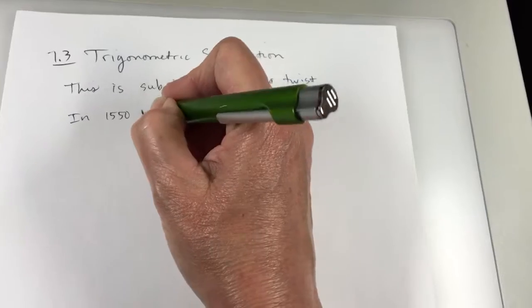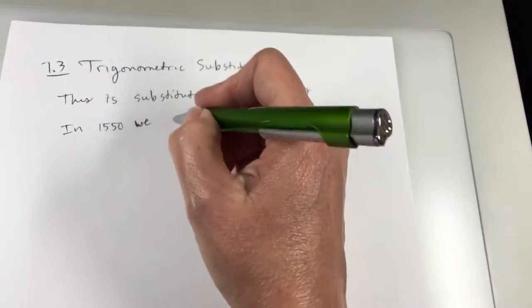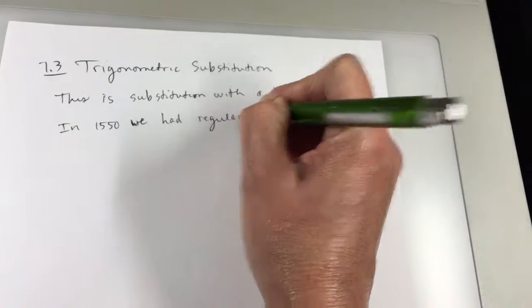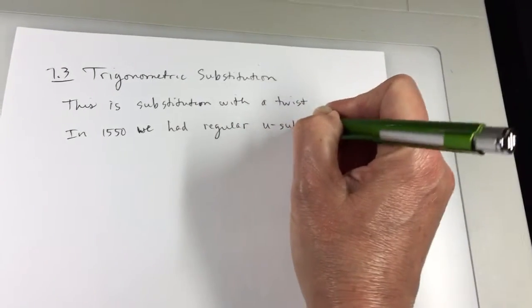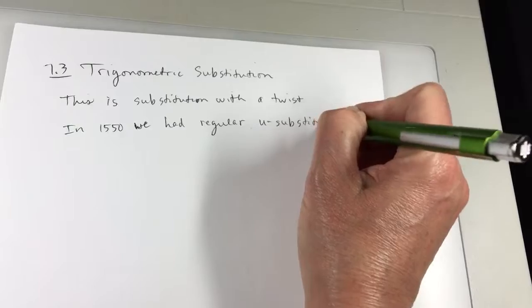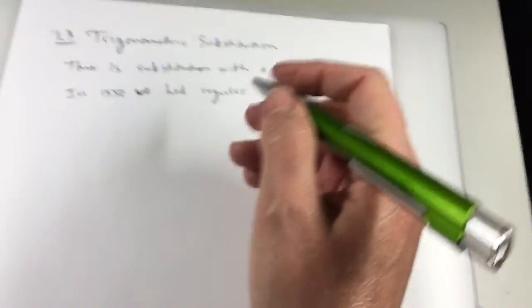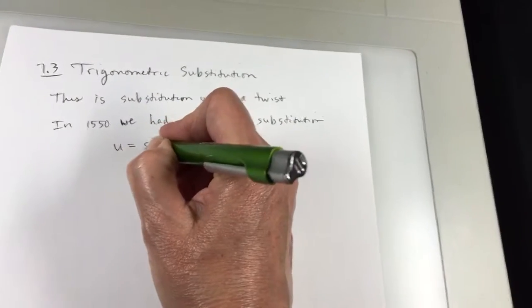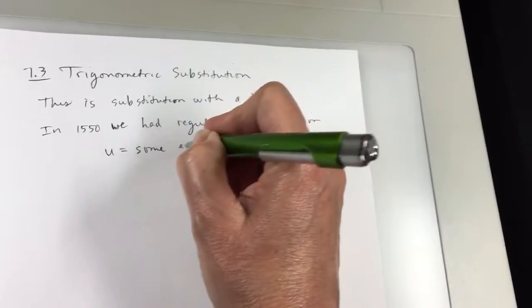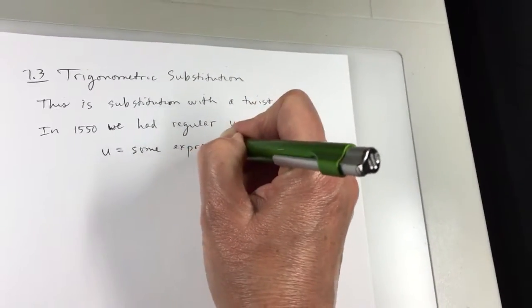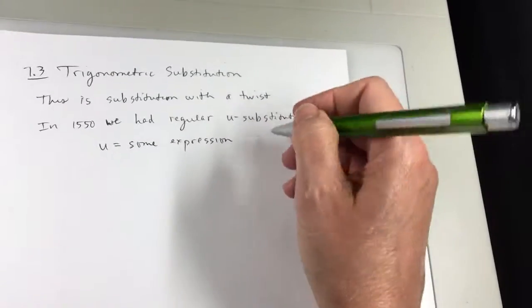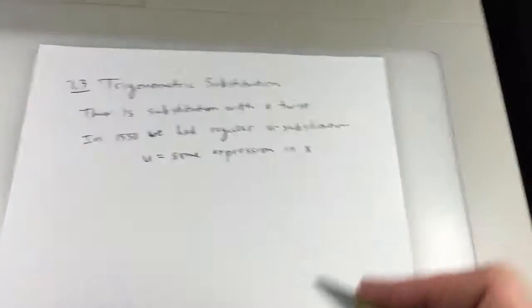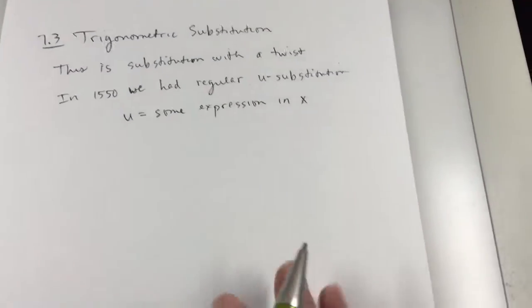we had regular U substitution, where we had something like this: U equaled some expression in X. I used X, but whatever the independent variable is.